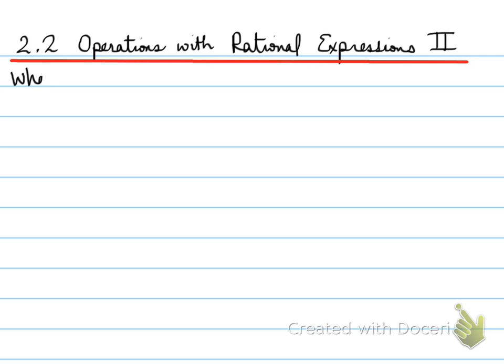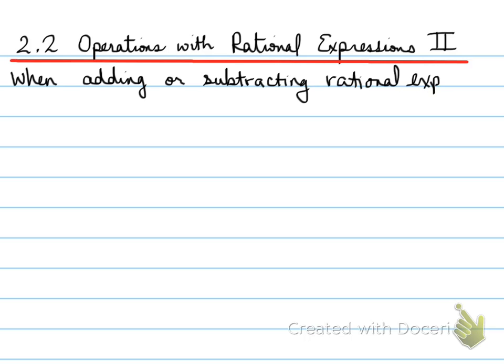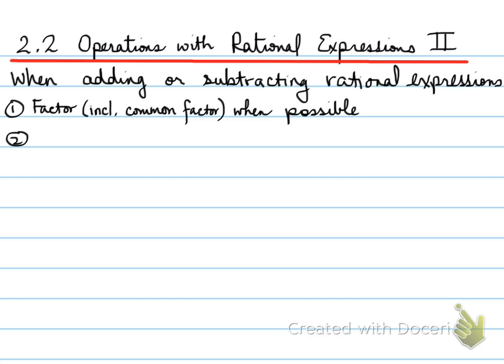All right, 2.2, we're going to look at operations with rational expressions, part 2. Now, when adding or subtracting rational expressions, you're going to do the following. Exactly like when we were multiplying and dividing, it has the same first step. You have to factor, including common factor, when possible.